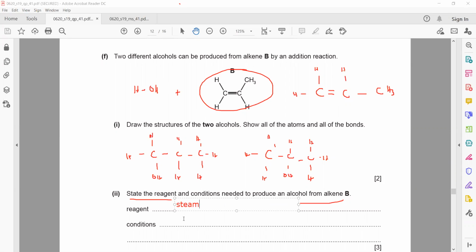And what are the conditions? For this reaction, we use high temperature and phosphoric acid as a catalyst. So high temperature and a catalyst are used for this reaction.